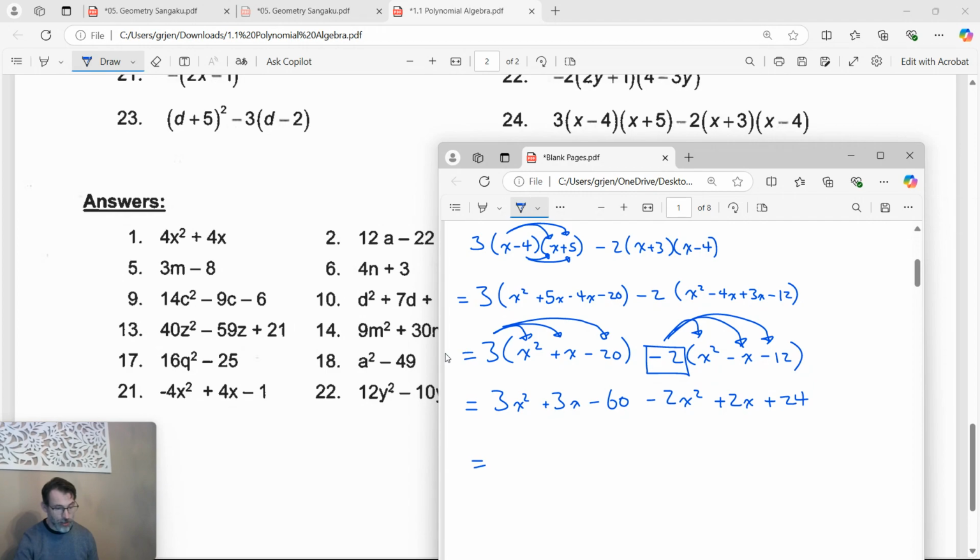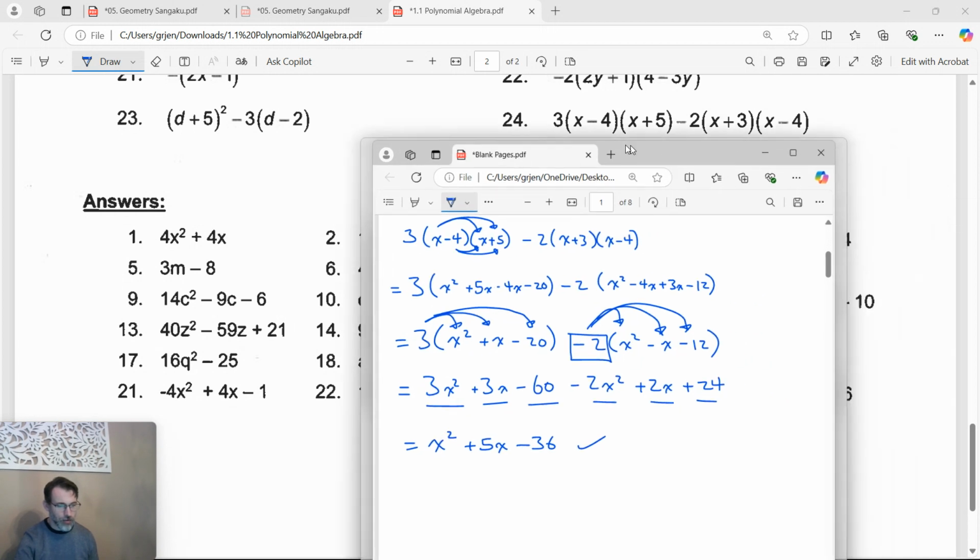So that's 3x squared plus 3x minus 60. And then negative 2 is the thing we're going to distribute in here. Okay, so that's negative 2x squared plus 2x plus 24. Okay, because negative times negative is a positive. And now we collect like terms. This is like with that. So 3 minus 2 is 1. So x squared. 3x plus 2x is plus 5x. And minus 60 plus 24 is minus 36.